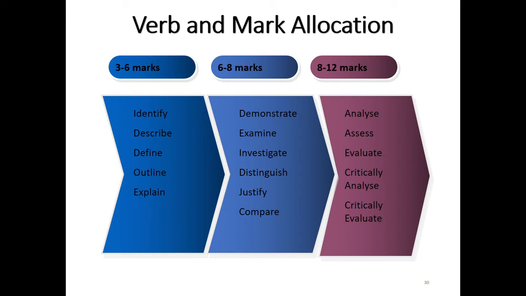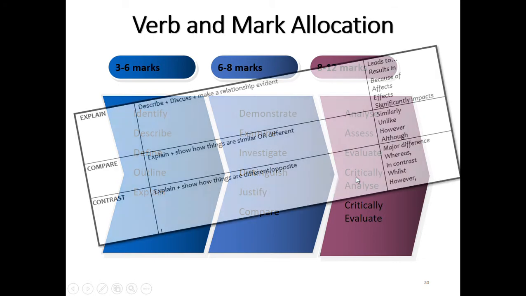So anything between 3 to 6 marks, you're going to get identify, describe, define, outline, or explain. Anything between 6 to 8, you'll get demonstrate, explain, examine, investigate, distinguish, justify, or compare. And then in your option sections at the back is where the hard verbs come in: analyse, assess, evaluate, critically analyse, or critically evaluate. And remember the difference between critically and just analyse. So analyse and critically analyse is that depth and sophistication in your writing.